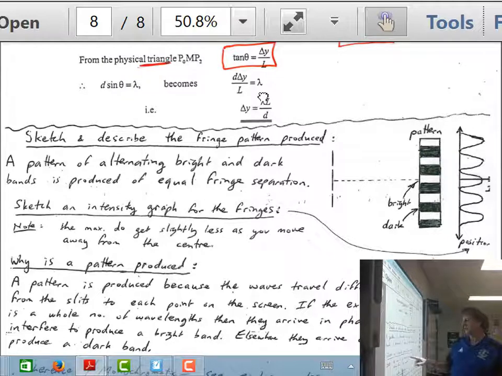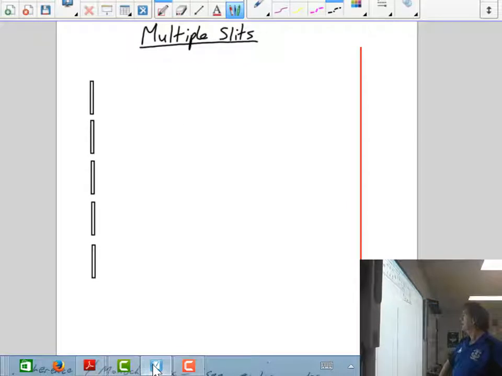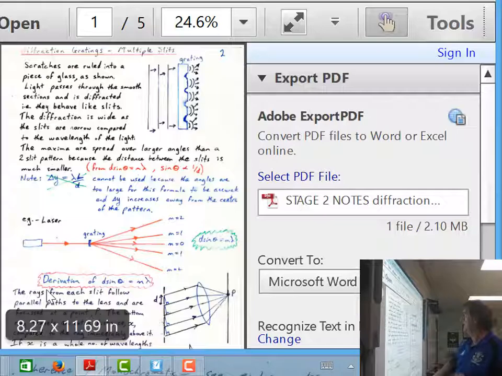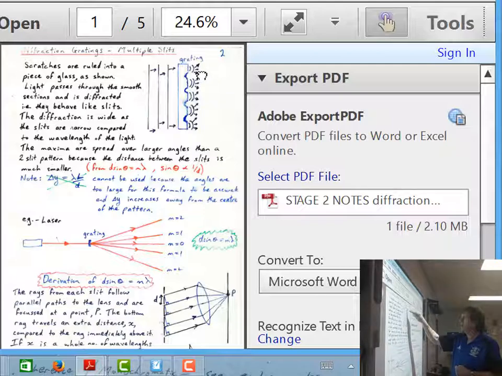And don't forget you've also got the idea of being able to sketch the intensity graph or draw the pattern, or describe the pattern or explain why the pattern is produced. So what would change if we changed to multiple slits and had lots of them? These multiple slits, we're talking about maybe something with 600 lines per millimetre as a grating. This is something that's been scratched on glass, where you've scratched lines that are only 1/600th of a millimetre apart.